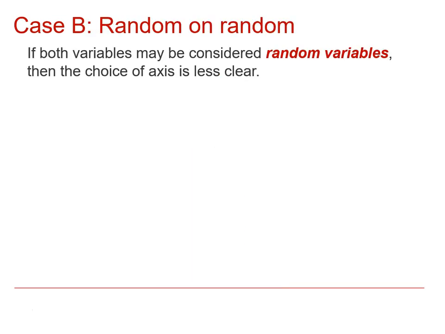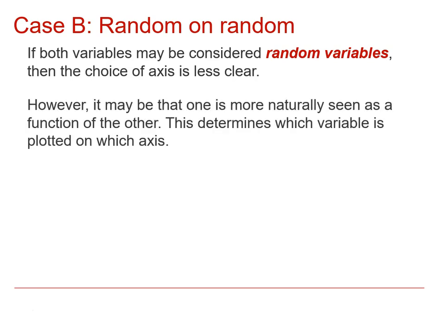If both variables are random variables, so we have random on random, then the choice of axis is less clear. But it may be that one more naturally seems as a function of the other, and that generally determines which variable is plotted on which axis.